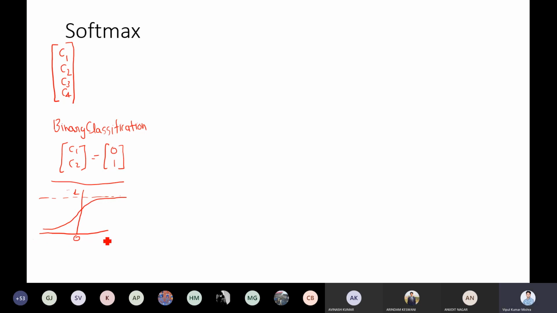Here you have Z, and here you have g(Z), and g(Z) equals 1 upon 1 plus e to the power minus Z, right? When you plot this function, you will get this, and it will cross the 0 line at 0.5. So if you have two classes, then the sigmoid function works very well.